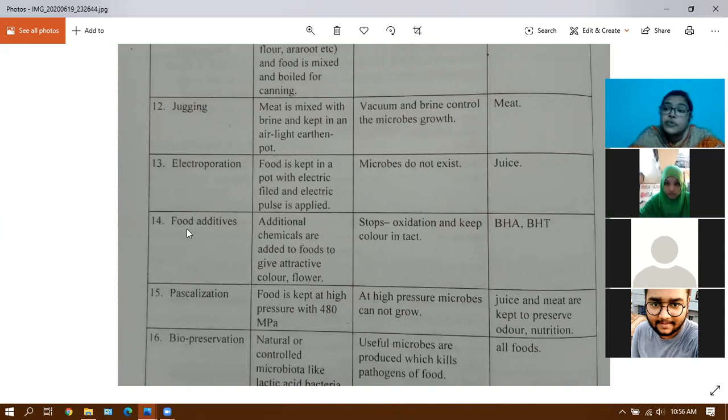Next portion is food additives. It's an important topic for you. What are food additives? Food additives are one kind of chemicals added to foods to give attractive color, flavor, taste, etc. They stop oxidation and keep color intact. It works this way. Example, BHA and BHT.